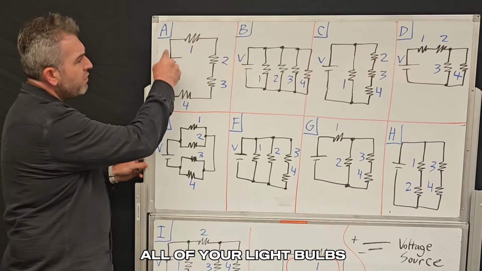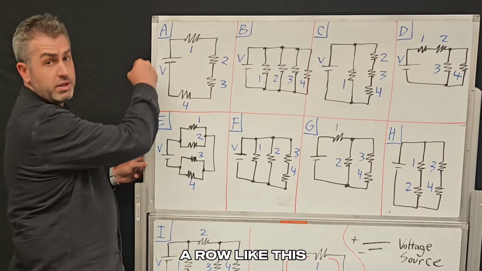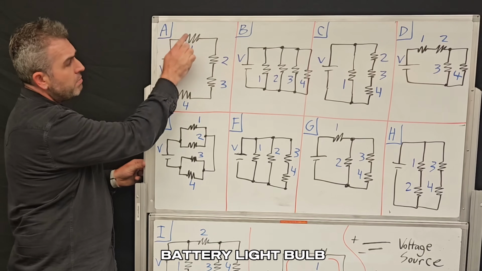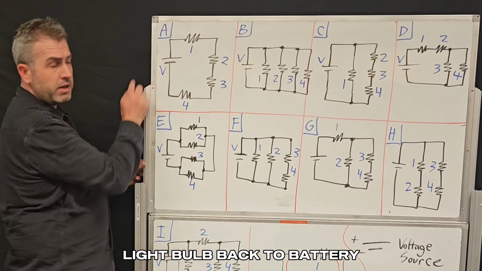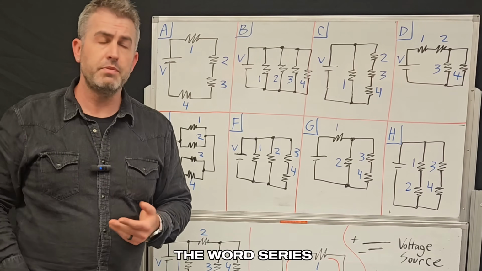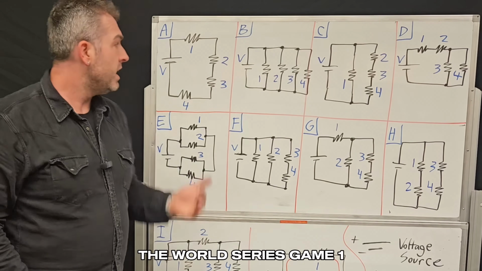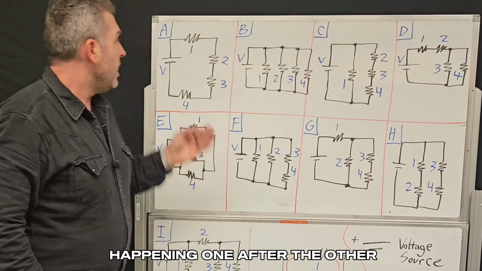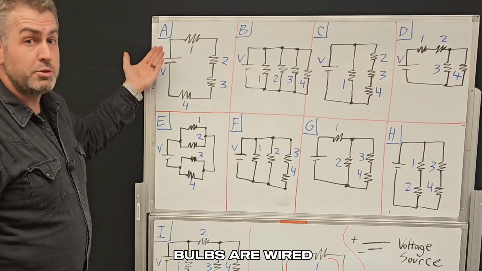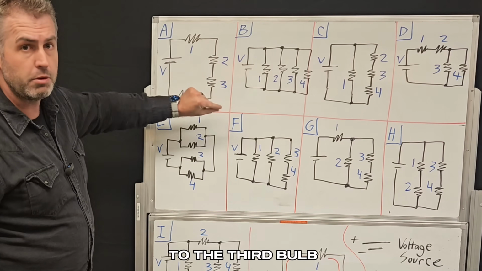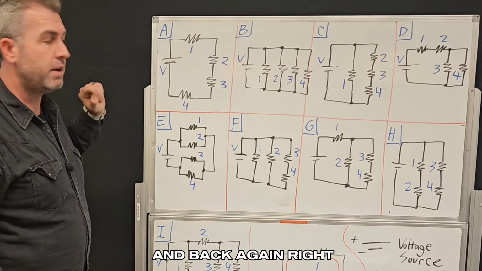When you have all of your light bulbs or all of your resistors wired all in a row like this, so if it goes battery, light bulb, light bulb, light bulb, light bulb, back to battery, we call this a series circuit. So for the word series, you can think of baseball, the World Series, game 1, game 2, game 3, game 4, they're all happening one after the other. That's the same way that these light bulbs are wired. So the wiring would go straight to the first bulb, to the second bulb, to the third bulb, to the fourth bulb, and back again, right?